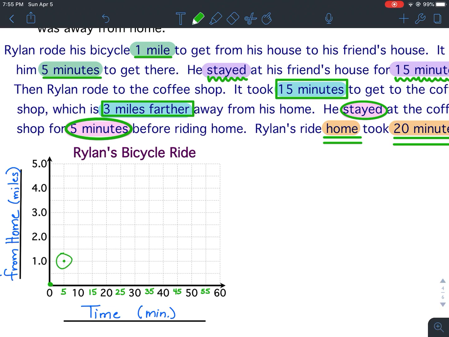So from this point right here, I want to go over 15 minutes. 1, 2, 3, so that'd be 5, 10, 15. So right here would be 15 minutes.